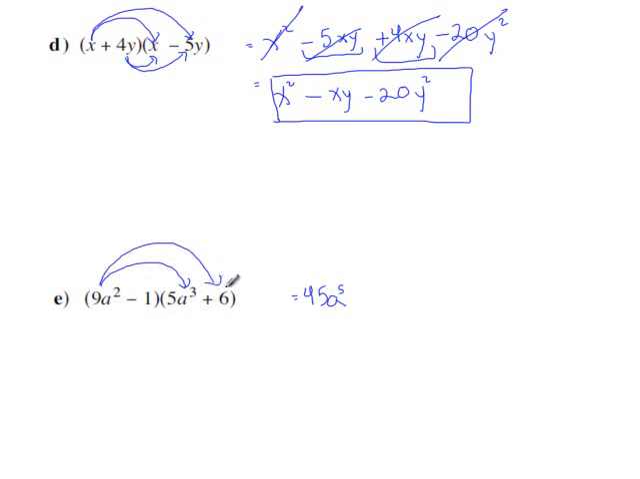9a squared times 6. 9 times 6 is 54, so you get plus 54a squared. Then negative 1 times positive 5a cubed is a negative 5a cubed. And negative 1 times positive 6 is a negative 6. Okay, now you look for like terms. There's no other a fifth terms, no other a squared terms, no other a cubed terms. This is good.